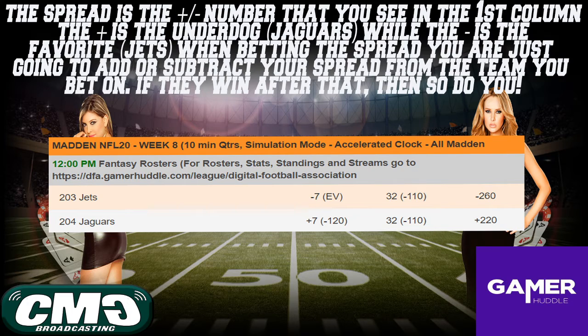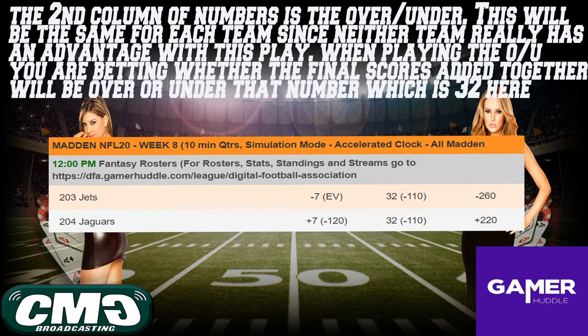Now, the second one we're going to talk about is that second column, and that is the over-under. You're going to notice that they're going to be the same for both teams. That doesn't mean that if the Jets are on top, the Jets have to be over the 32 or the Jaguars have to be under the 32. This is a combination of both teams' scores at the end of the game. So when the game is over, if it is 14-10 Jets and we add those together, that gets us to 24. That is under 32, so we would have to bet the under 32 to win that bet.